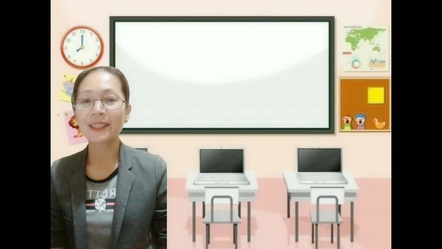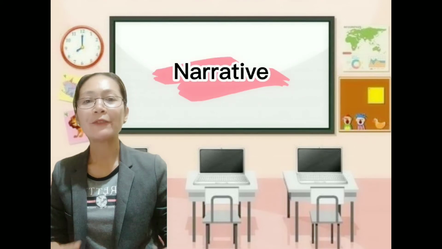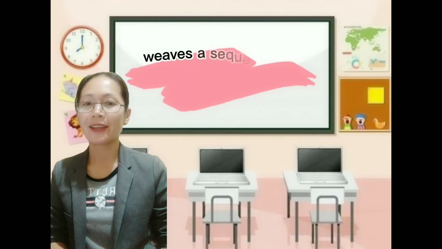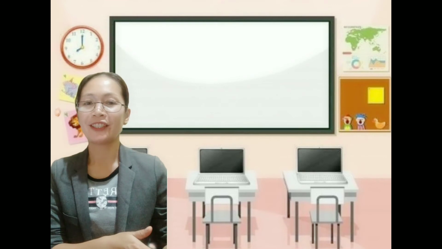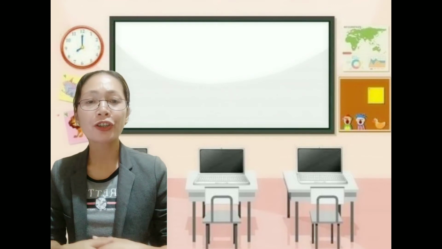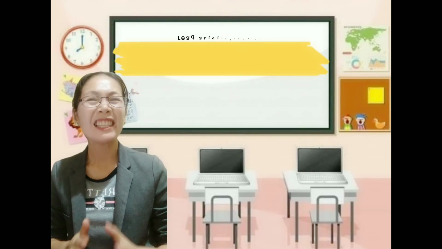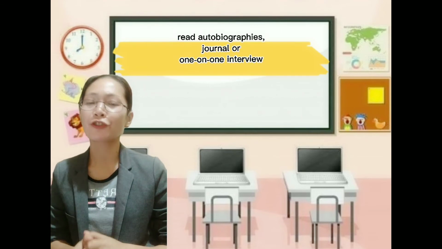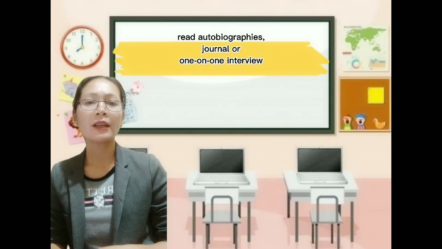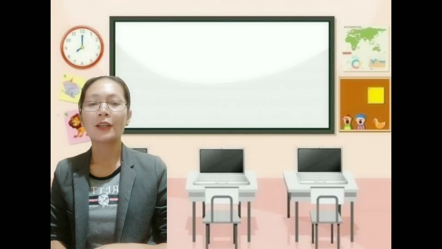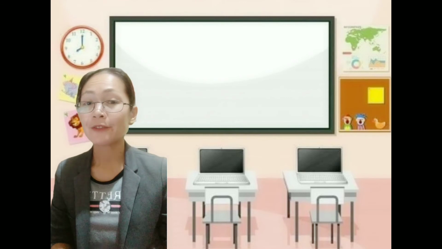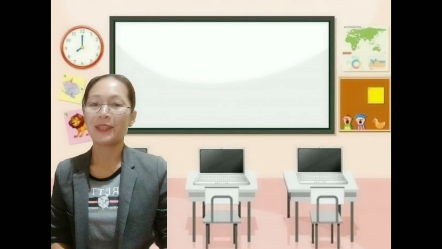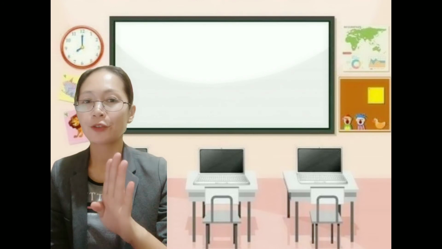Okay, so let's proceed to the fourth one. The fourth one is narrative. Narrative weaves a sequence of events, usually from one person to another person. Now, the researcher can read autobiographies or journals, or he can also do one-on-one interviews to make his qualitative research, which is a narrative inquiry or narrative type of research. So that's the fourth type of qualitative research.